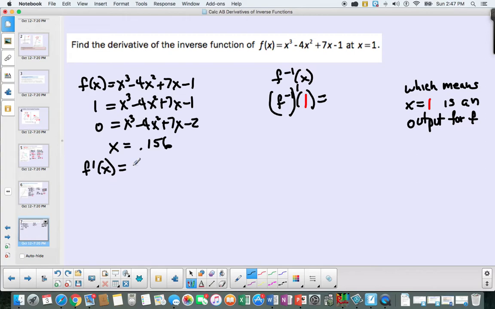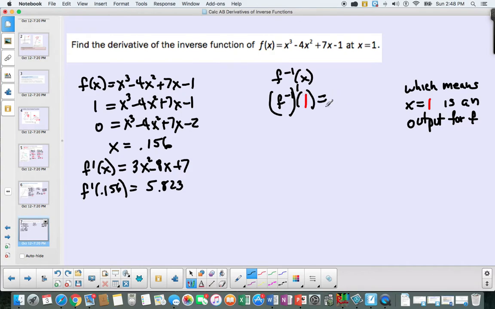The derivative will be 3x squared minus 8x plus 7. And then when I evaluate at 0.156, I'm going to get 5.823. So round to 3 decimal places. That's the established criteria for AP exams.